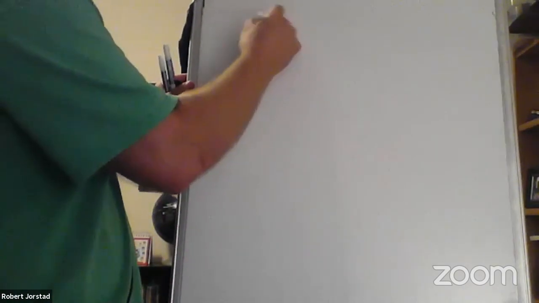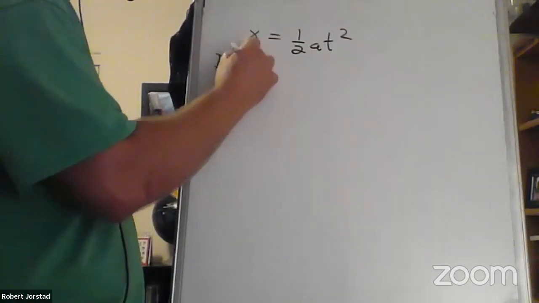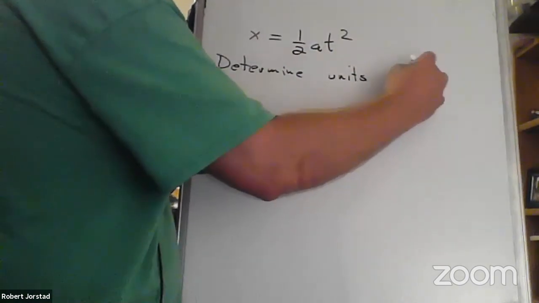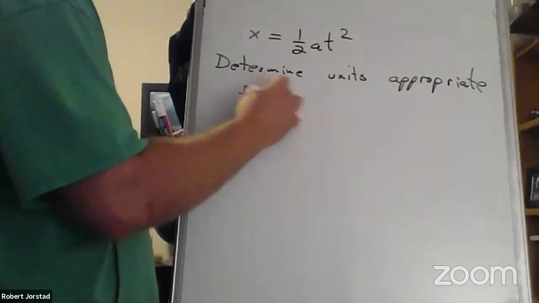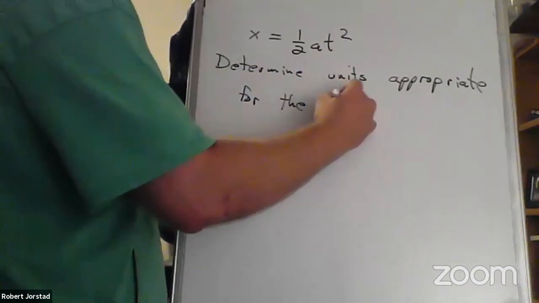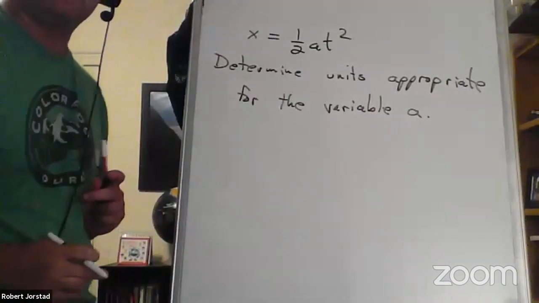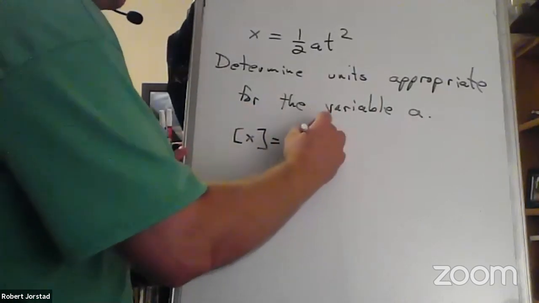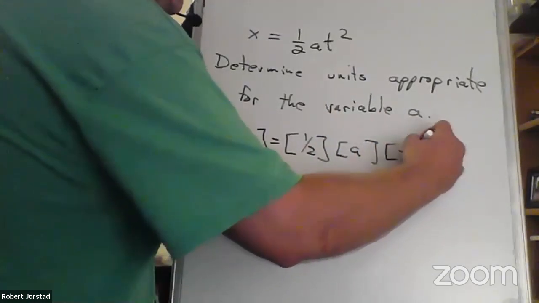This is how this problem would look at full speed. You'd say, okay, I have x equals 1/2 at squared. My exam question says determine units of a. And I might say it's something like this: determine units appropriate for the variable a. So that might be what it looks like on a test. And so what I would do is I'd say, okay, the units of x equal the units of 1/2 times the units of A times the units of time squared.